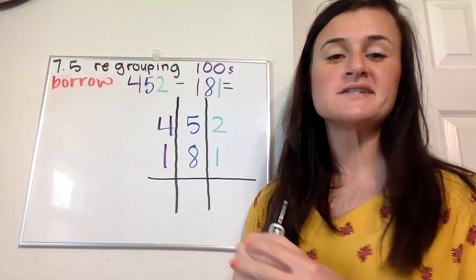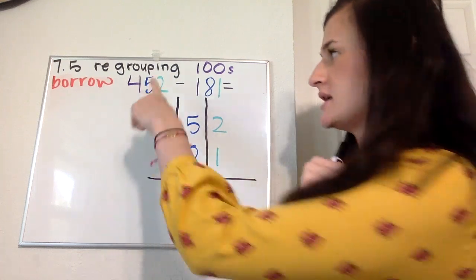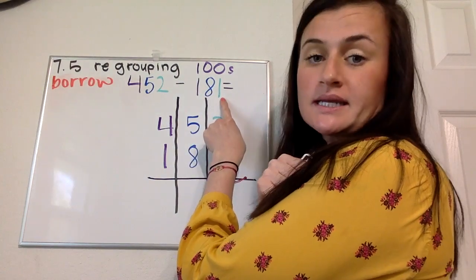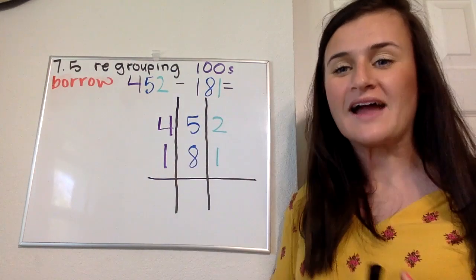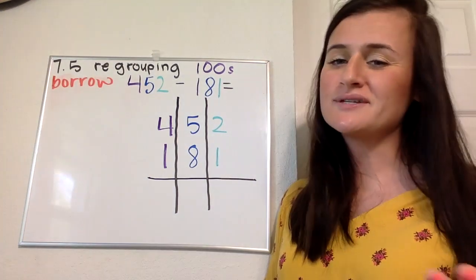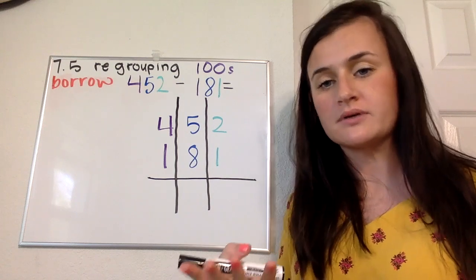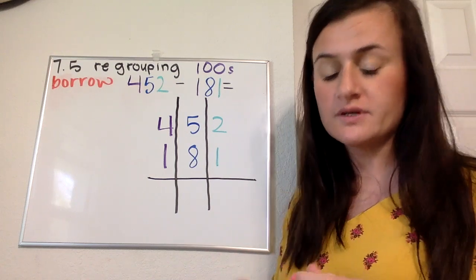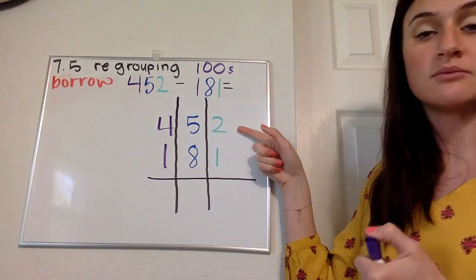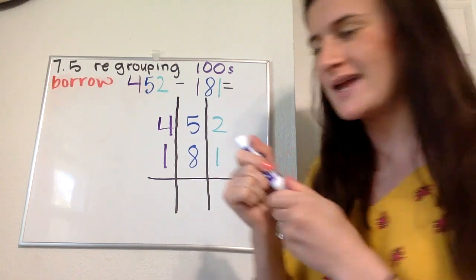All right, second grade, here is our first problem that we are going to practice regrouping hundreds. So we have 452 take away 181 equals, and we will find our answer. Now you'll notice that I color-coded this. The only reason I did that is to make you see the differences in why we are going to be regrouping. So the very first thing I'm going to do is draw my top number to show you how to regroup and borrow.